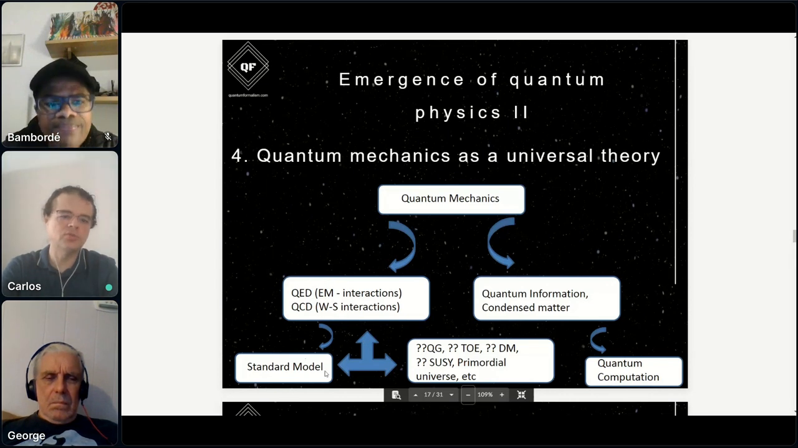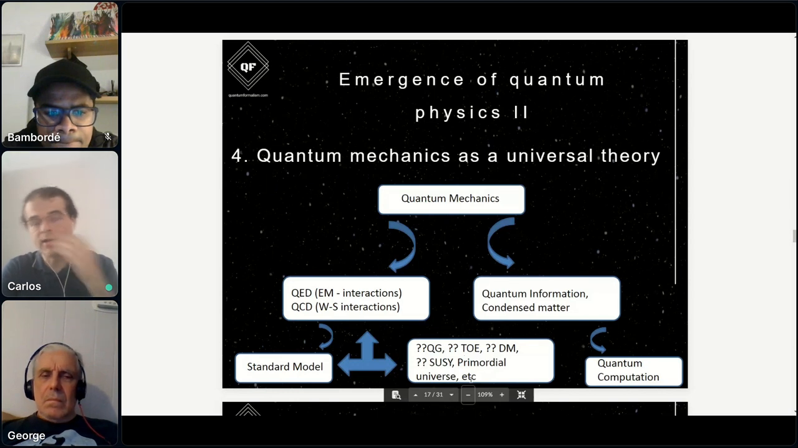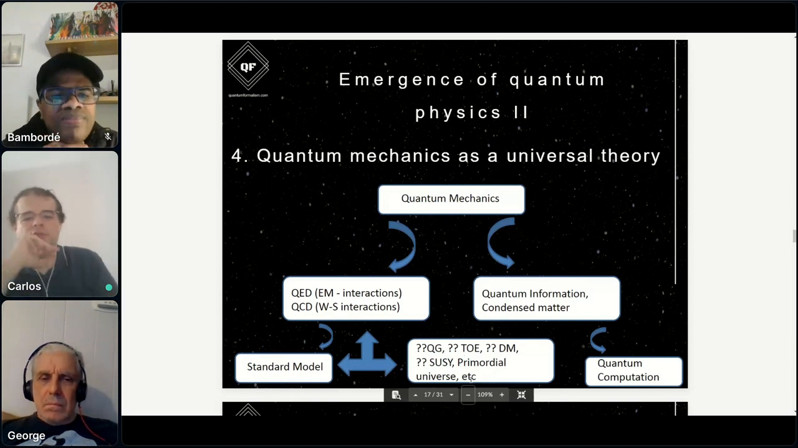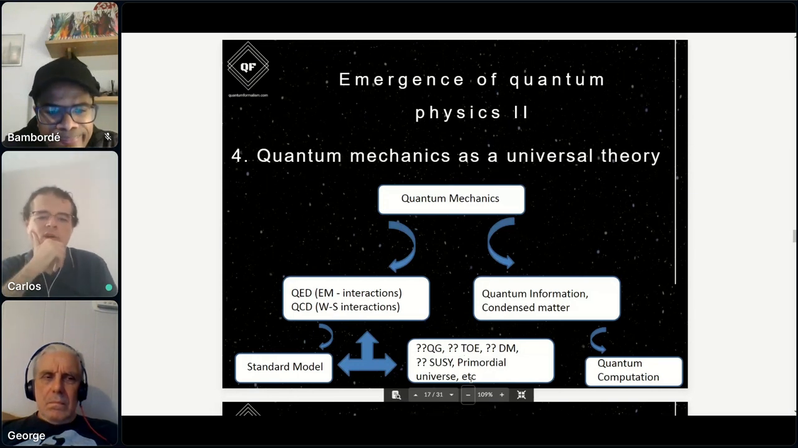With these ideas, it was possible to discover new particles, all the particles that we know today in what's called the standard model. And there are some question marks here related to where quantum mechanics is used, for instance in the primordial universe, to explain how the universe was some moments after the Big Bang.